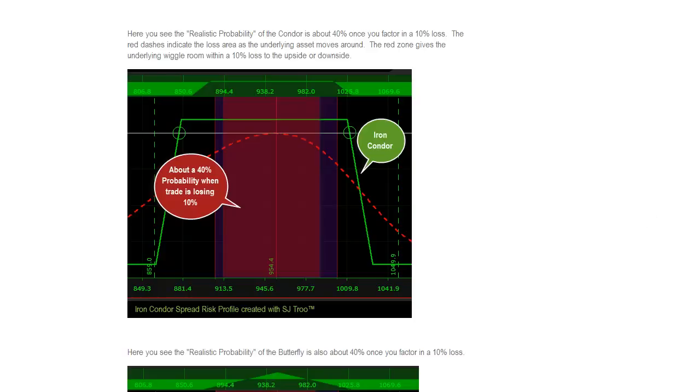So that's what's so interesting about this trade. It has like 80 to 85, maybe even sometimes a 90% probability of profit at expiration, depending on what deltas you sell to start with.